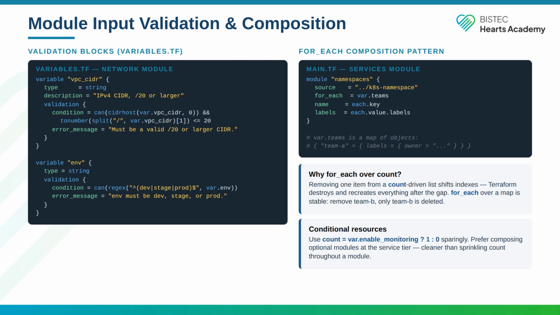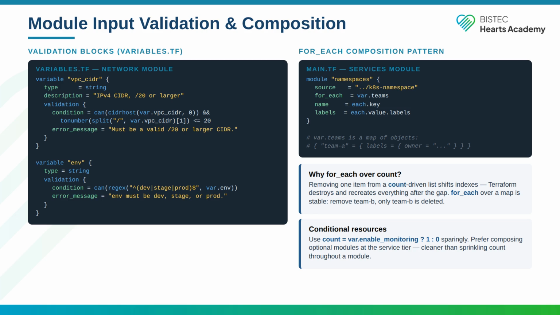If this validation fails, the plan exits immediately with a human-readable error message. Compare this to discovering the same problem 10 minutes into an apply when the cloud API rejects the CIDR. Validation blocks are the difference between a fast explicit failure and a slow mysterious one. The second example validates the env variable with a regex, must be dev, stage, or prod. This prevents typos like production or DEV from creating separate state files that confuse the drift dashboard.